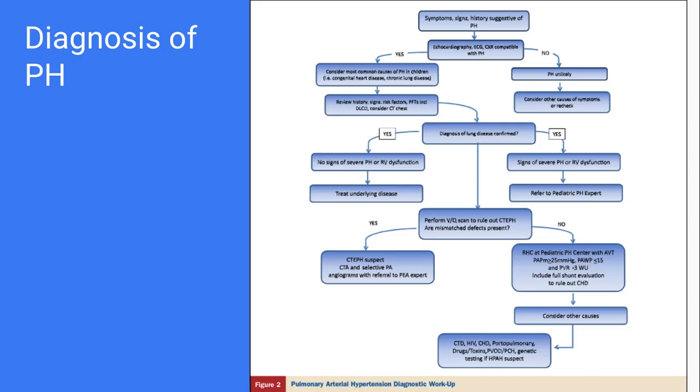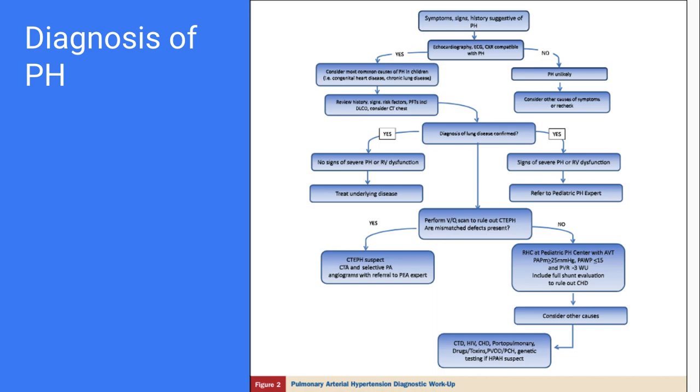I'm not sure if you can see this very clearly, but this is a proposed diagram from the articles that I was reading regarding how to diagnose pulmonary hypertension. First, you get a very good history. You're going to ask about the symptoms and signs that the patient has, and if they are suggestive of pulmonary hypertension, you will do the chest x-ray, ECG, and an echo as well. If the findings are compatible with pulmonary hypertension, you should consider the most common causes, like we said, congenital heart disease and chronic lung disease.